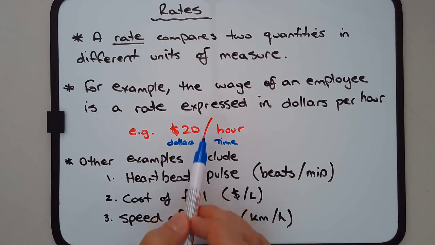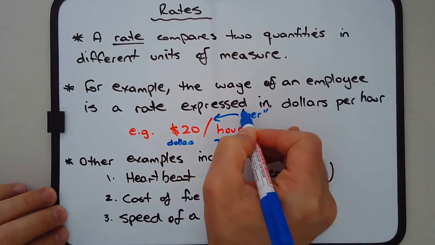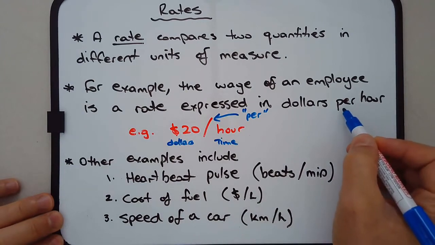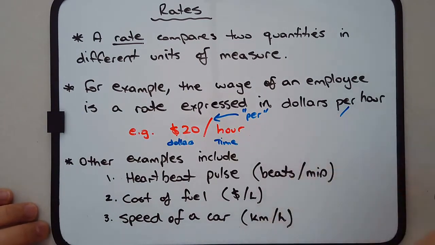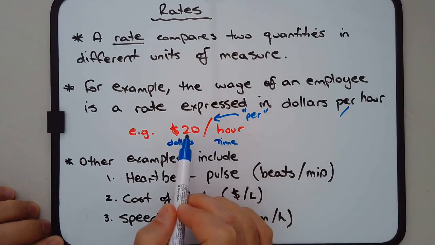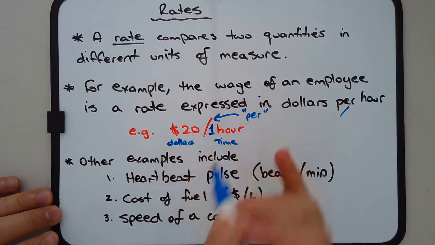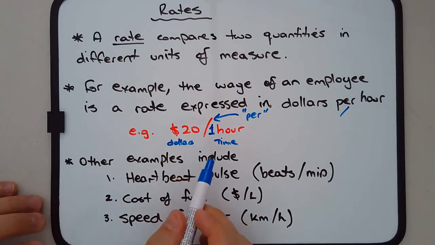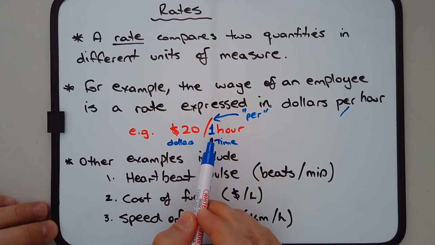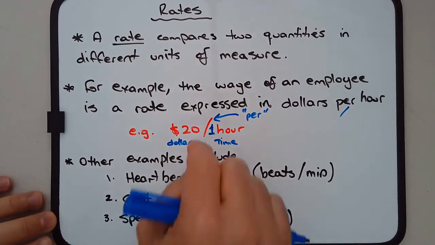Notice also that the slash here is actually the word per. It's just a bit of a shortcut, so it's per hour. Notice also that the word hour doesn't have a number next to it. $20 per hour really means $20 per 1 hour, not per 3 hours or 5 hours. But because it's just per 1 hour, we don't have to show the 1. The 1 does not have to be there at all.